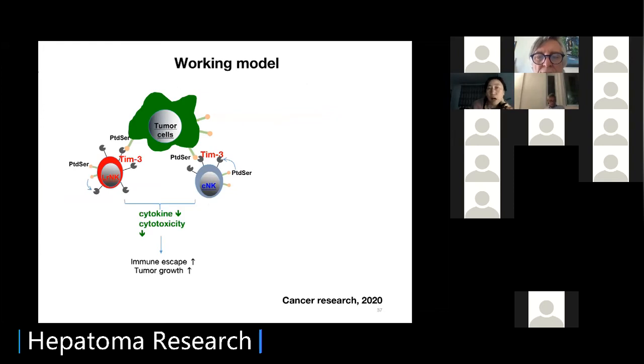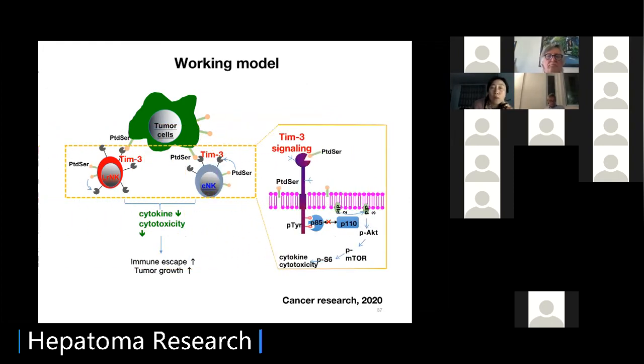So here is our working model. In the tumor microenvironment, the tumor cells can express PS on the cell surface. And this PS can bind with TIM3, and the binding will lead to the exhaustion of the liver-resident NK cells and the cNK cells, and then make the tumor cells escape from the immune attack.